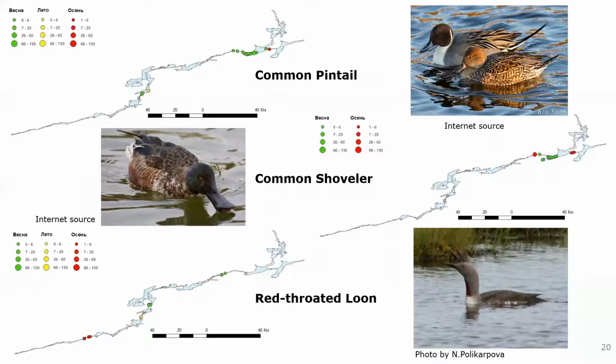Another group of species can be found only in specific parts of the river. For example, among aquatic birds, common pintail prefers lakes and meadows. There you can also find common shoveler, but red-throated loon in different seasons can be seen in different parts of Pasvik River.